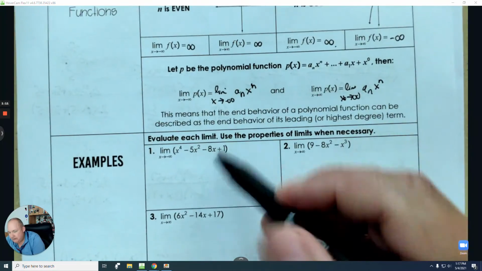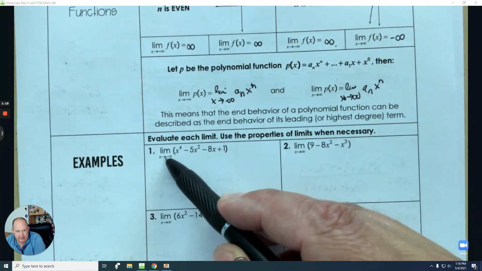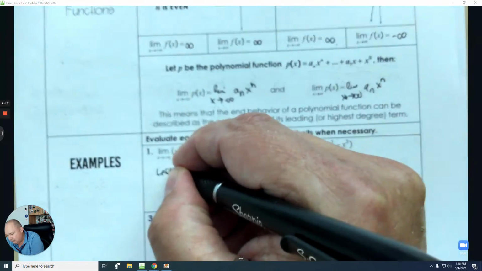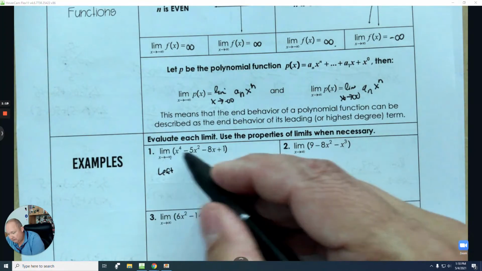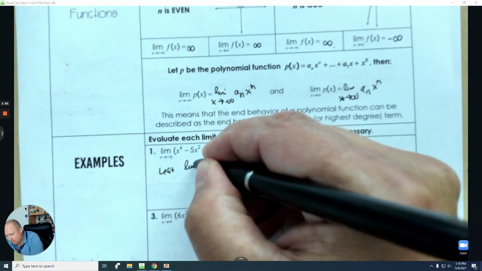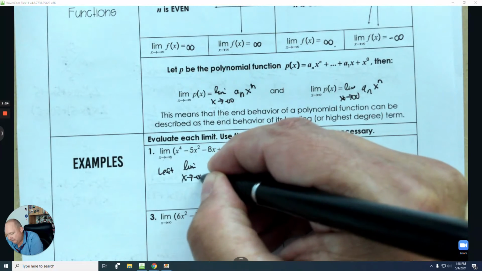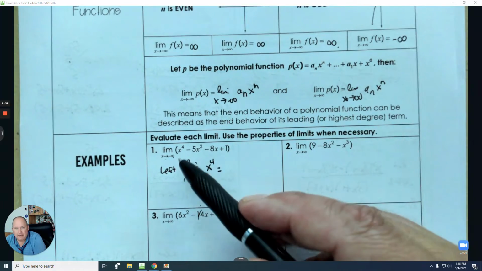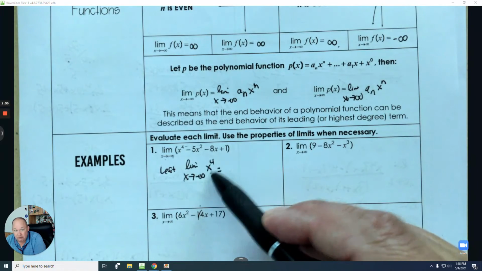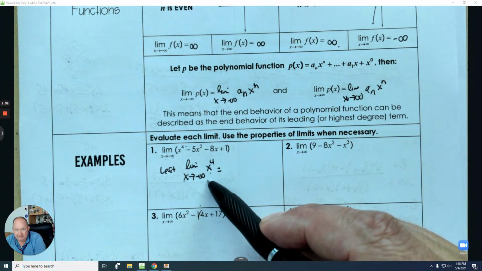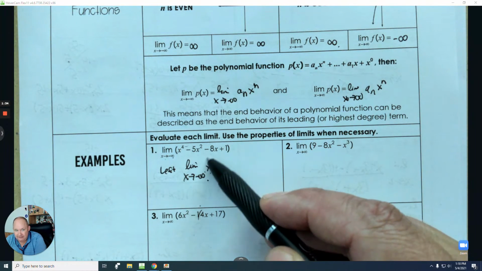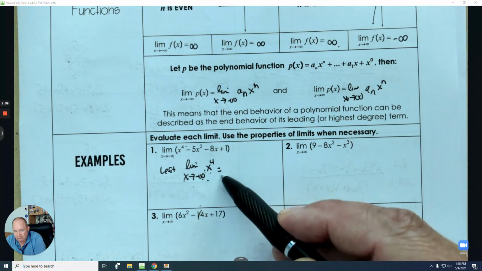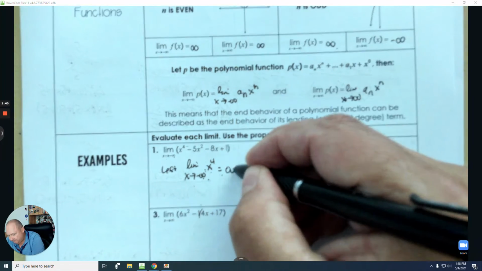So let's look. So what's the limit as x approaches negative infinity? That means the same as where's the left end going? So look at the power function here. So that's the same as asking what's the limit as x approaches negative infinity of just x to the fourth? So what term has the greatest exponent? Just look at that and what's happening. So this power function is even and positive. Both ends go up. So the answer here is infinity.